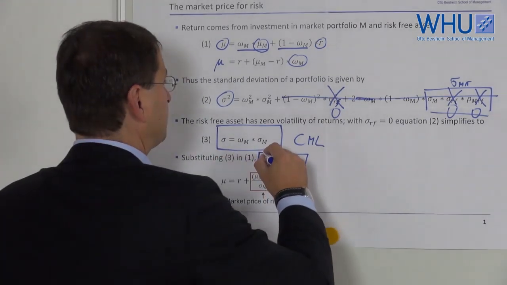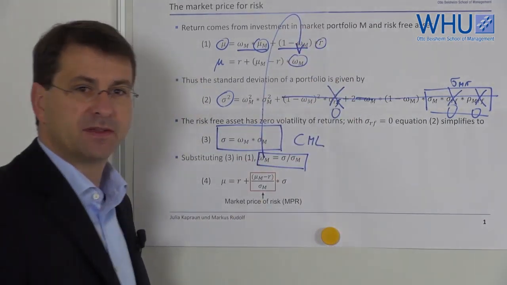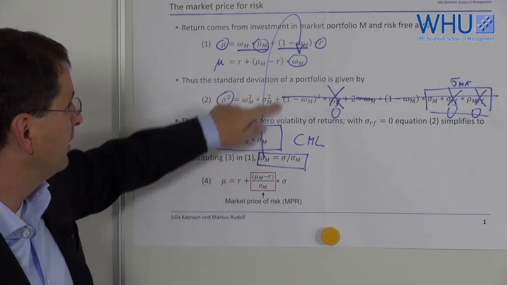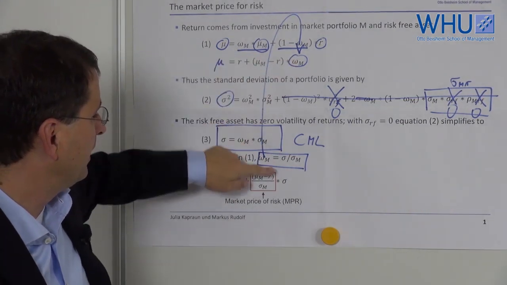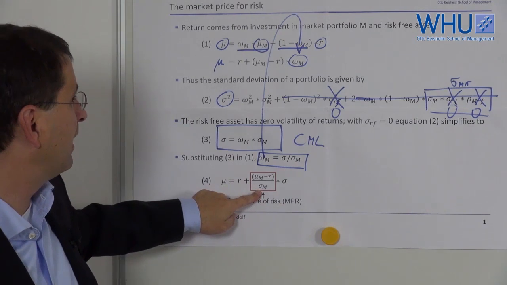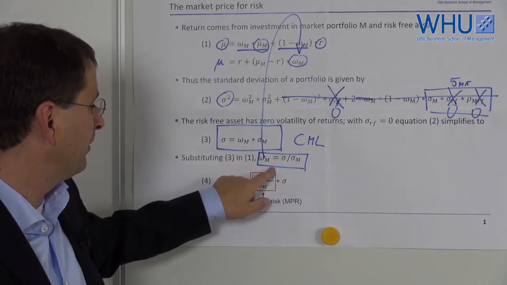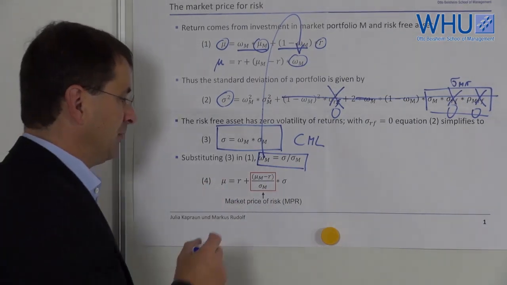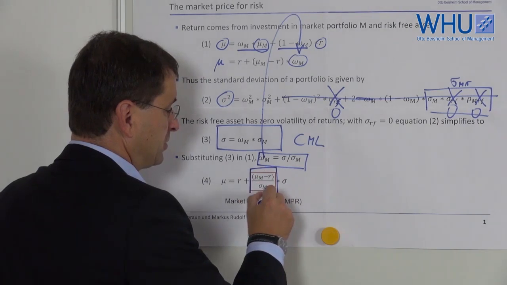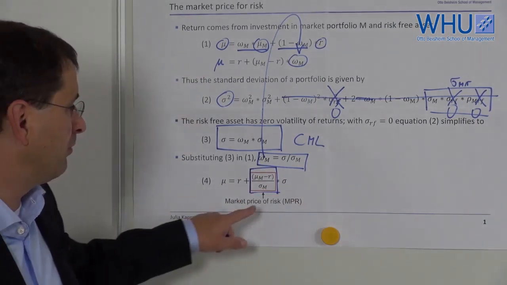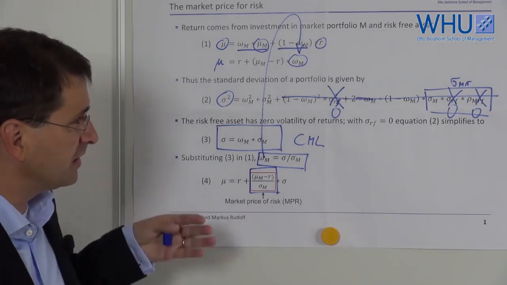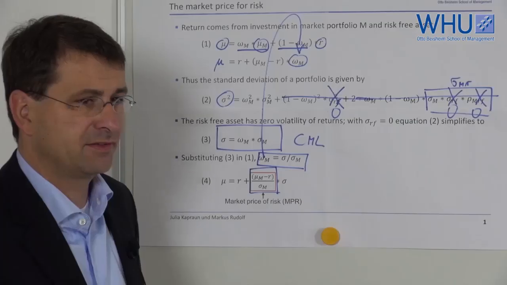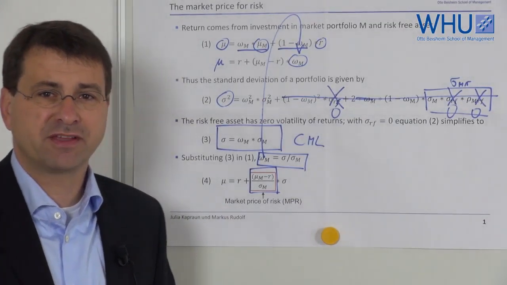And now I can substitute that Wm into here, so that I then obtain that mu equals r plus, and now I'm substituting the Wm by sigma divided by sigma m, times mu m minus r. And what I have here, this is the equation of the capital market line. This expression in the red box is called the market price of risk, because firstly, it expresses how steep the capital market line is.